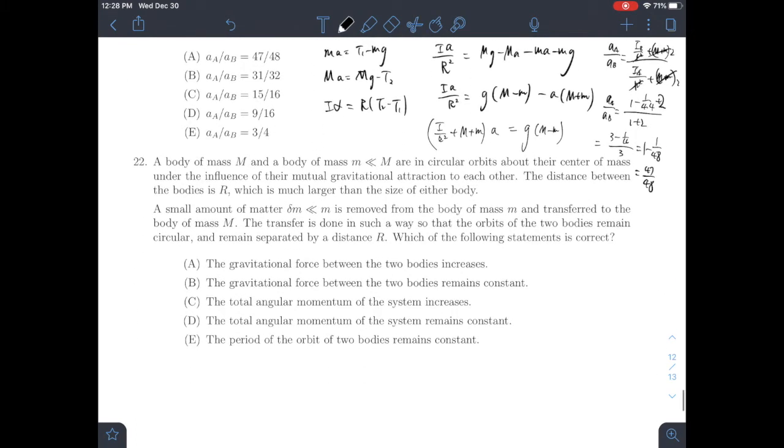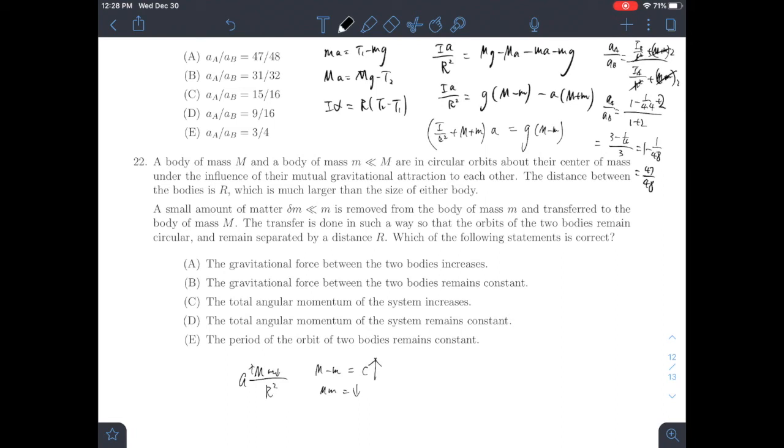Now look at question number 22. A body of mass M and a body of mass m much smaller than M are in circular orbits about their center of mass under the influence of their mutual gravitational attraction to each other. The distance between the bodies is r, which is much larger than the size of either body. A small amount of matter, delta m, much smaller than m, is removed from the body of mass m and transferred to the body of mass big M. The transfer is done in such a way that the orbits of the two bodies remain circular and remain separated by a distance r. Which of the following statements is correct?